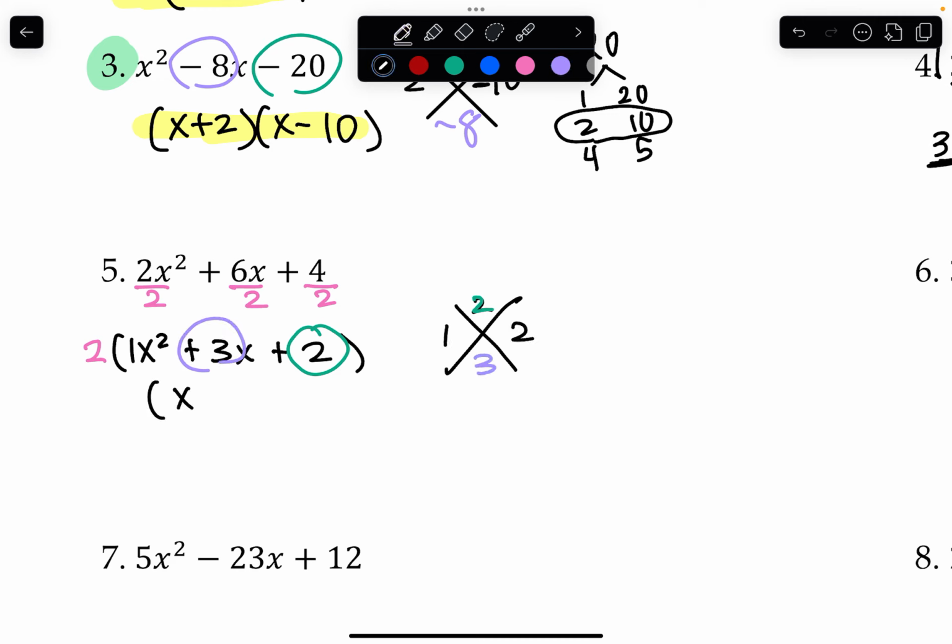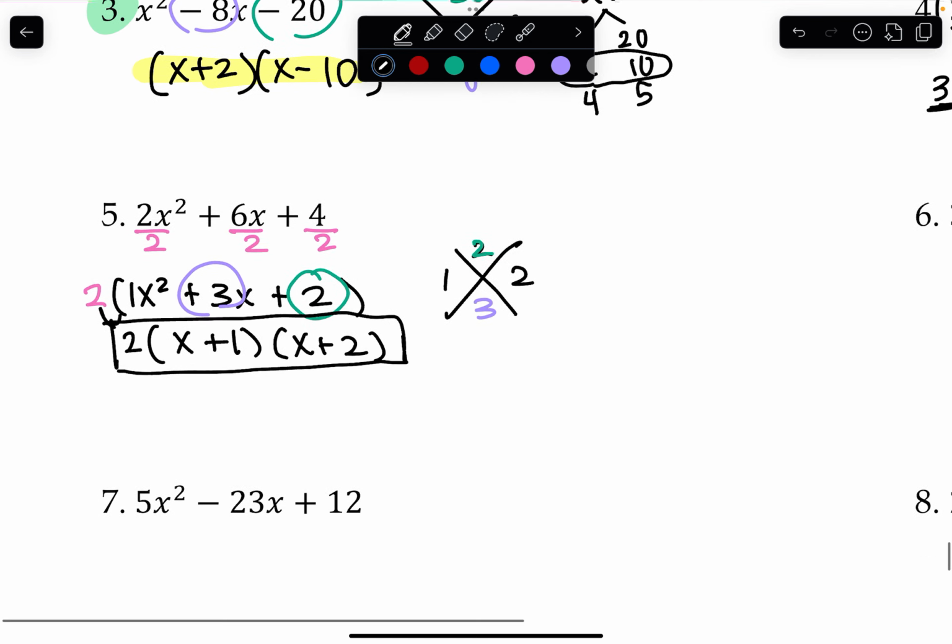So one of my factors is x plus 1. The other is x plus 2. And then don't forget this 2 in front. Don't distribute it back, just leave it in front as your final answer.